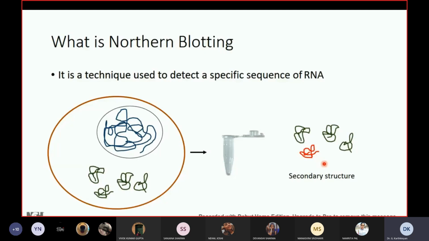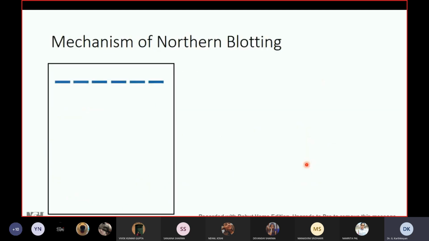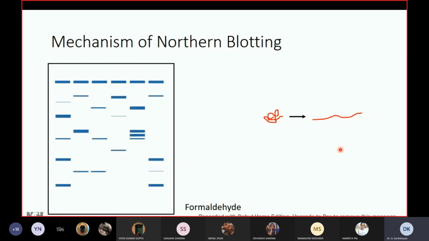So what I should do first is to denature the secondary structure of the RNA to produce a linear structure of the RNA in order to be able to bind the probe with the RNA. To do so, I apply agarose gel electrophoresis, but with a small addition, which is the addition of formaldehyde to the gel. Formaldehyde will be responsible for denaturing the secondary structure of the RNA to a primary structure, which can then be detected by the probe.